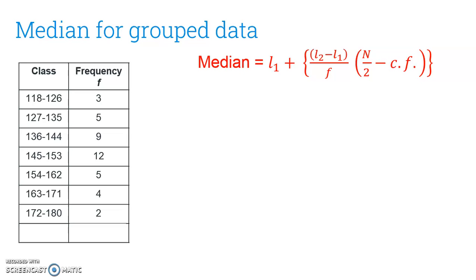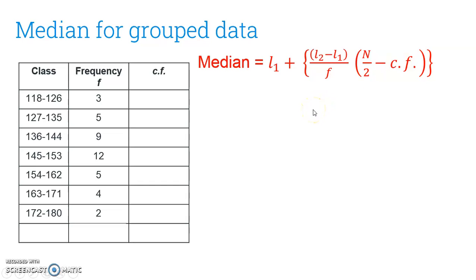Now n here is nothing but the summation of all the frequencies which are given to you, so n is the summation of f, minus CF. CF here stands for cumulative frequency. As cumulative frequency is required in the formula, we have added one more column indicating the cumulative frequency. Now what is cumulative frequency and how to find it? Cumulative frequency, as the name suggests, is the summation of all the frequencies up to that point. In the first case, starting from the 118 to 126 interval, the summation of all the frequencies is going to be 3.